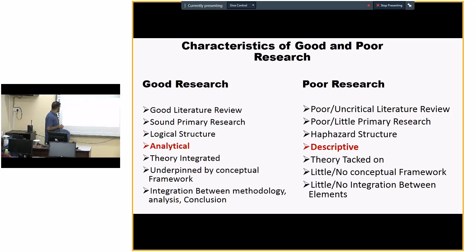Then underpinned by conceptual framework. You should have a clear conceptual framework, right? A conceptual framework for showing the dependent variable and independent variable. In some studies, we cannot see a dependent and independent relationship. But if you have, then in most quantitative research, we can see that type of dependent and independent relationship, right? Then we have to consider most.